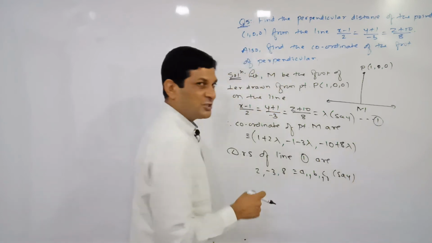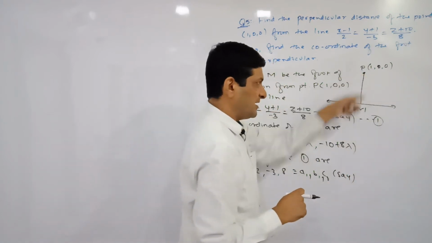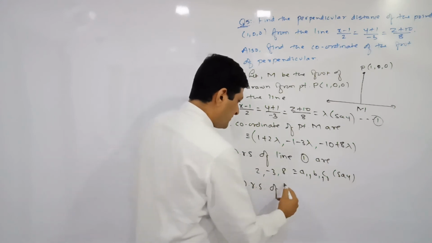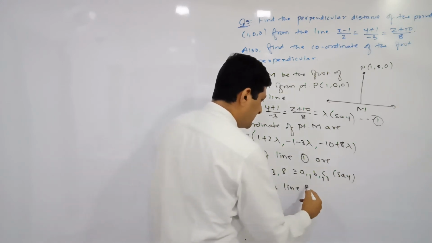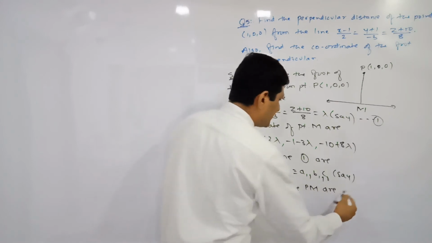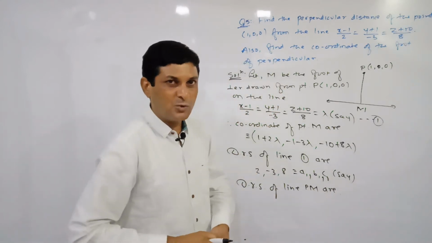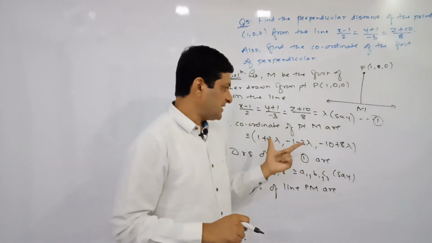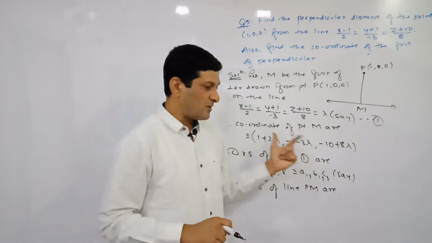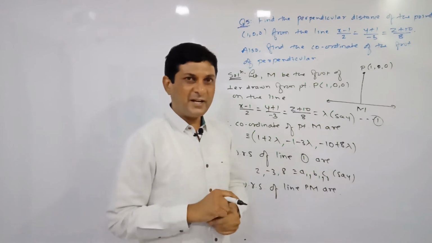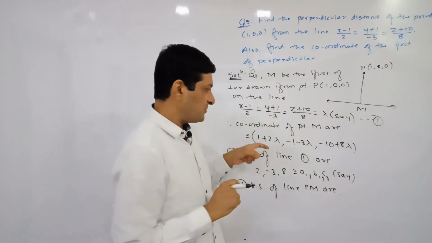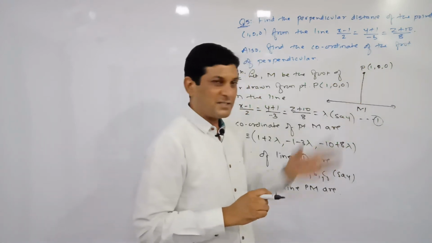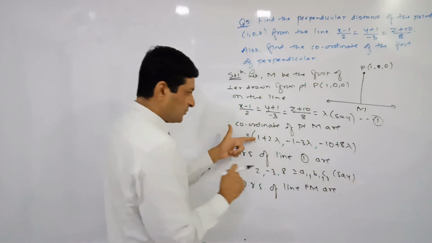And direction ratio of second line, means which line? PMR. So direction ratios of line PMR. We know that if coordinates of 2 points on the line are known to us, then direction ratios can be found out. Coordinate of point P is known to us and M is also known to us. These are the coordinates of which point? M. And we know that if coordinates of 2 points are known to us, direction ratio can be found out as x2 minus x1, y2 minus y1, z2 minus z1. Using this method, let us see what we'll get.